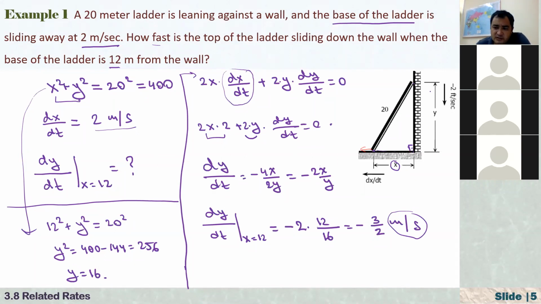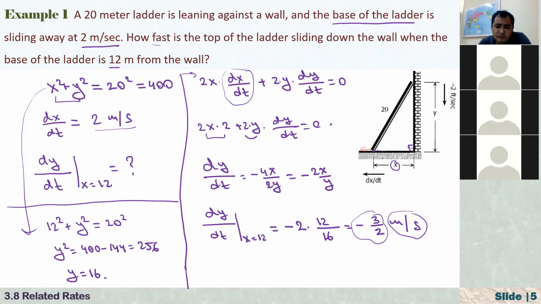Well, it is negative, as I see here, it is moving towards zero, right? It is decreasing. That's why it is negative. Okay. And why is x positive? Because it is moving away, it is increasing. That's why. That is one simple problem about related rates.